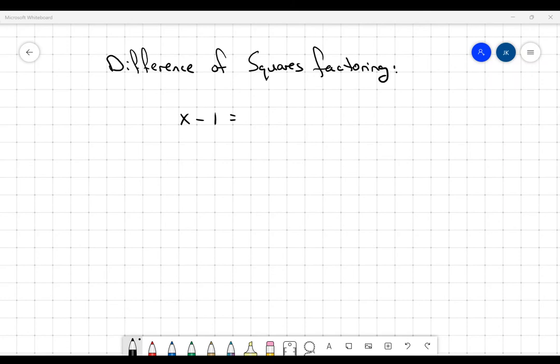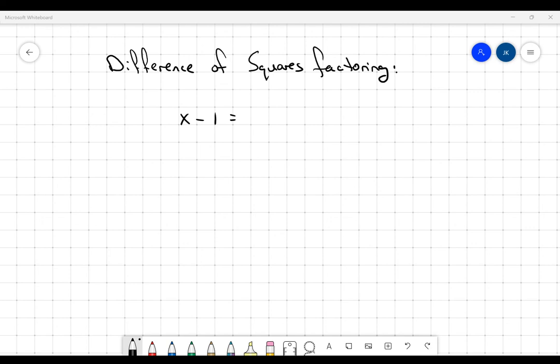Hey, hi everybody. So in this video, we're going to take a look at another example of difference of squares factoring. And this one right here, when you take a quick look at this, you'll notice that x minus 1, granted I have two terms, granted there's a subtraction in between, but this doesn't really come across as a difference of squares.